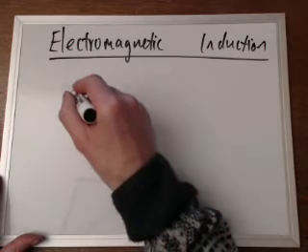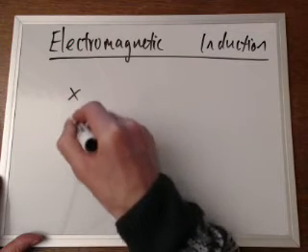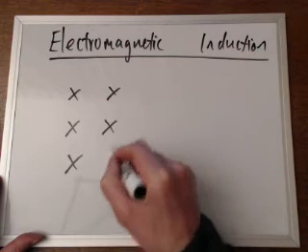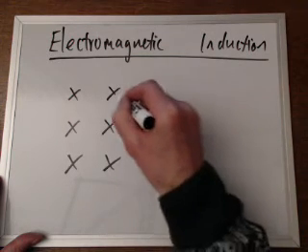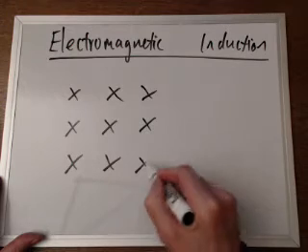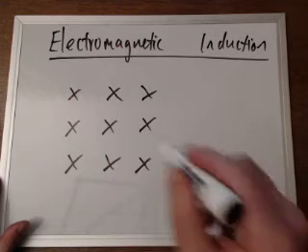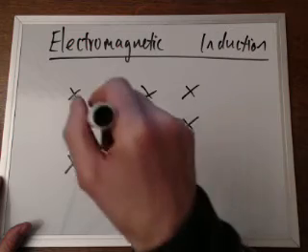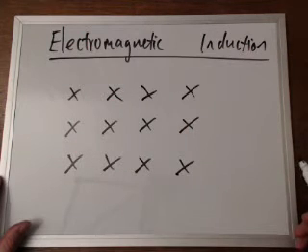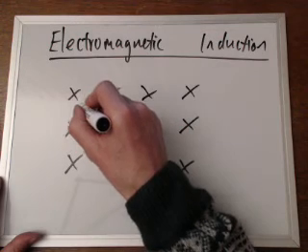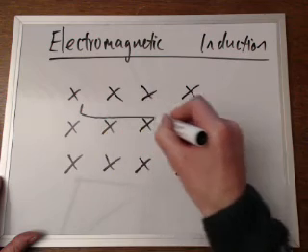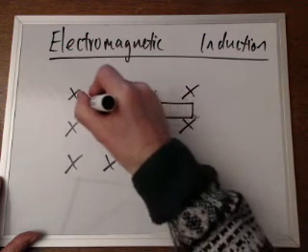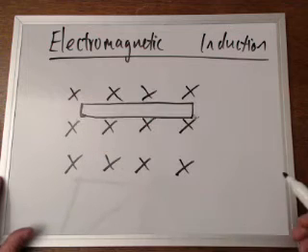So I'm going to draw some crosses here. These crosses represent a magnetic field going into the board. Okay, so they're at right angles to the board, going in like that. Okay, and on here I'm going to draw a conductor, maybe a piece of aluminium or steel or something like that.